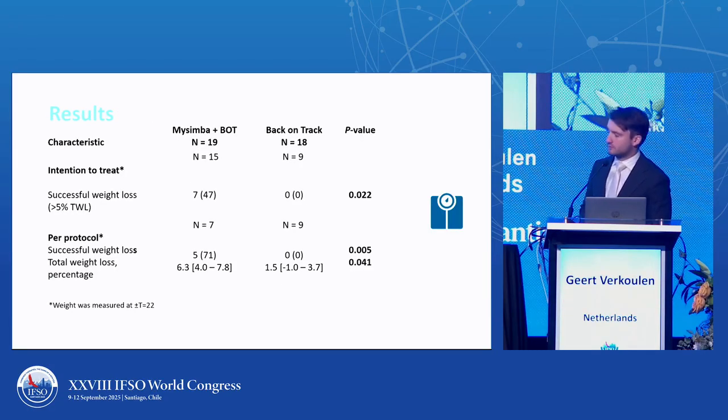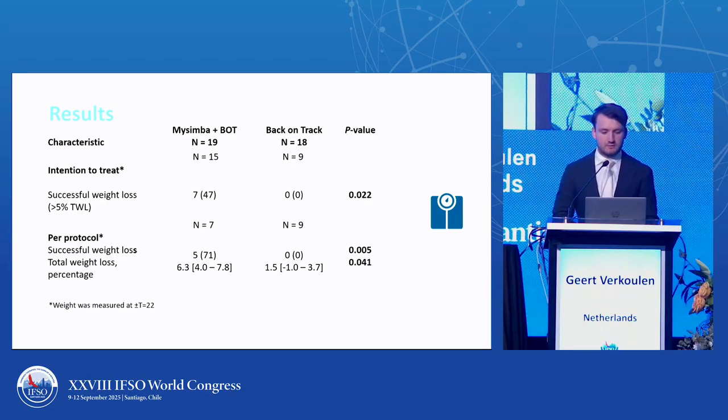Then over to the results. As seen on the top of the graph, within the MySimba group, we started with 19 patients and we got the data on 15 patients. And within the Back on Track group, half of the patients got lost to follow-up. We did an intention to treat analysis with those 15 patients. Some patients stopped early with their medication, but we took their findings into account for this intention to treat analysis, where we got 7 patients with successful weight loss in the medication group and 0 in the Back on Track group.